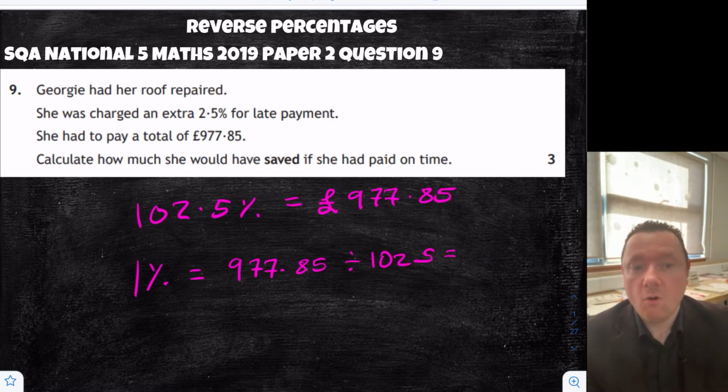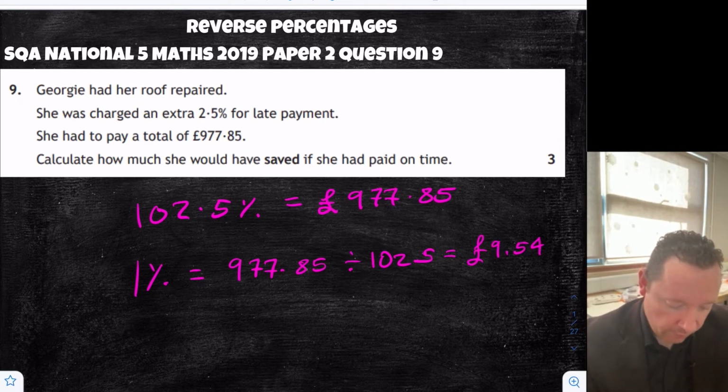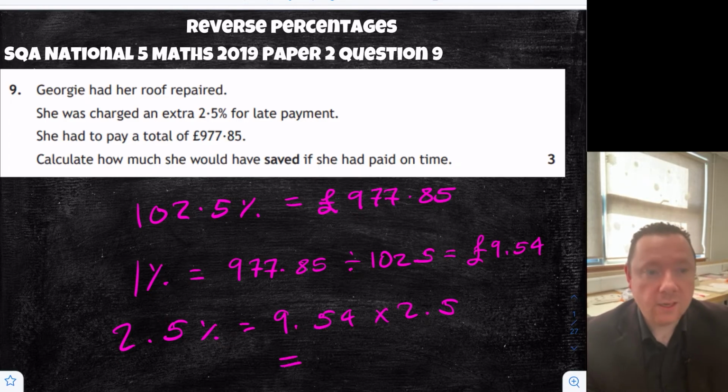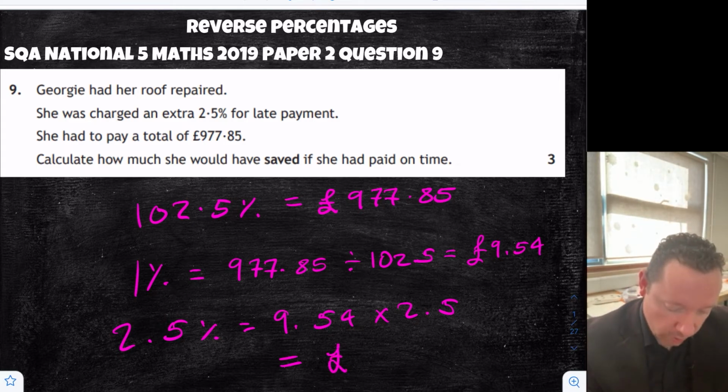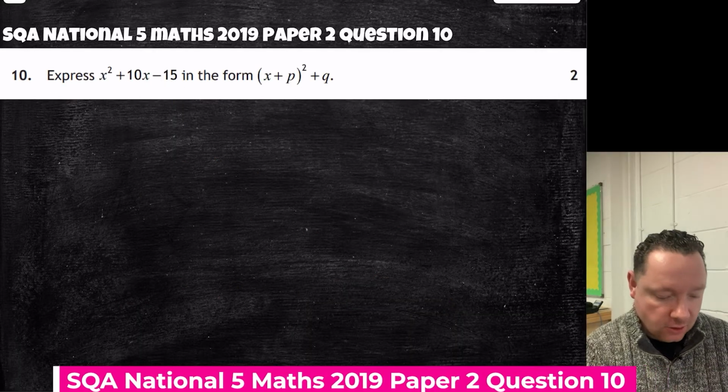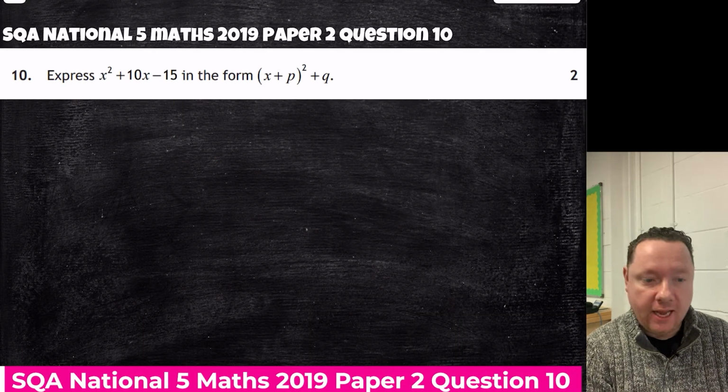an answer of £9.54. And therefore, 2.5% is what she paid, so I do 9.54 times 2.5, and that gives me a final answer of £23.85. So she would have saved £23.85.